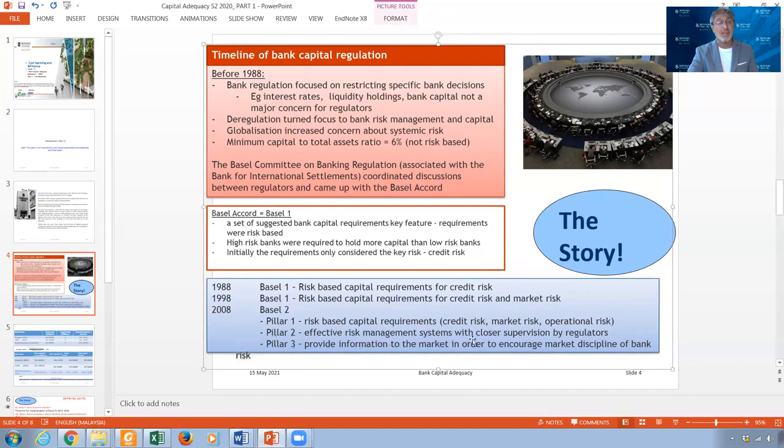And in pillar three, they were talking about what kind of information the bank should disclose so they can activate market discipline, where the investors and the shareholders can react accordingly. And all those they think are actually requirements to control the risk. So these are actually the issues.